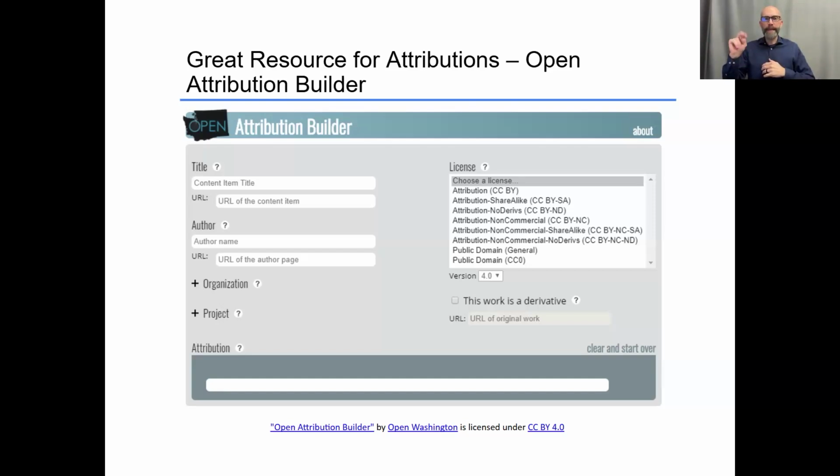If it doesn't have something like that, there's something called the Open Attribution Builder, and you just enter the information, the title, the author, the license that it has, and then it will create the attribution for you.